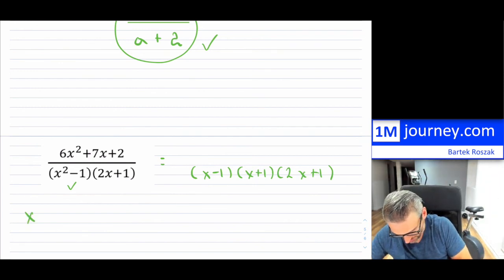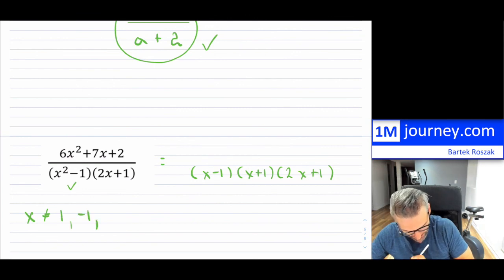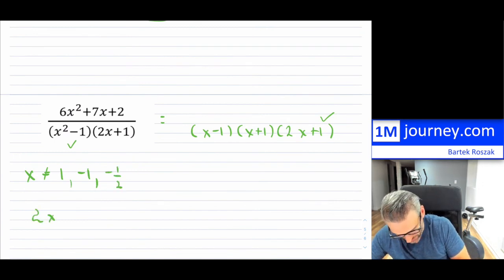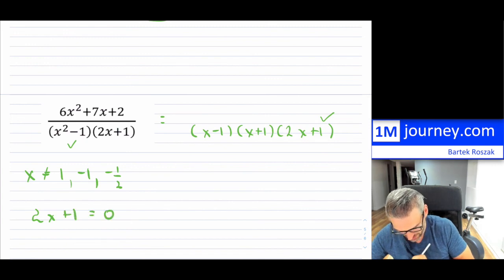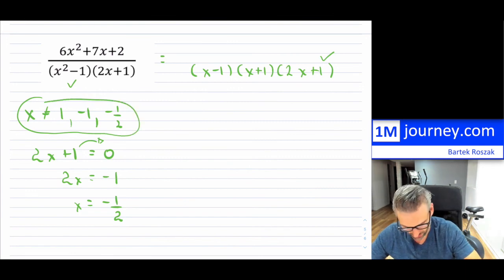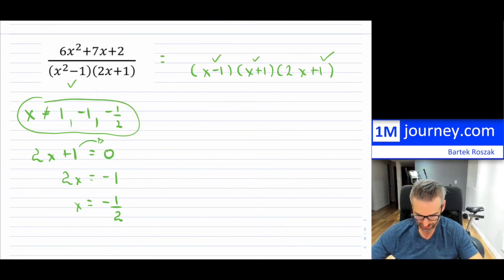So x cannot be equal to 1, -1, and then from here, it cannot be -1/2. Now, why? Okay, so please remember, we cannot have this equal to 0, right? So if we bring this over, that's -1, 2x, divide both sides by 2, and that's why those are the restrictions. Now, the same thing is for these. All right, so we have restrictions out of the way.